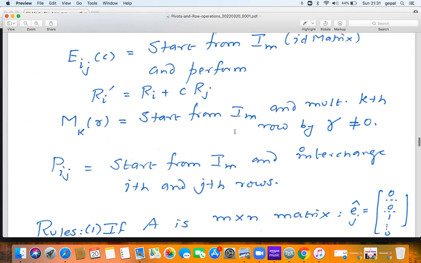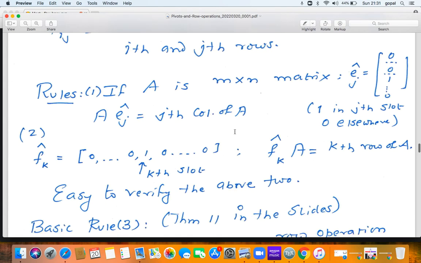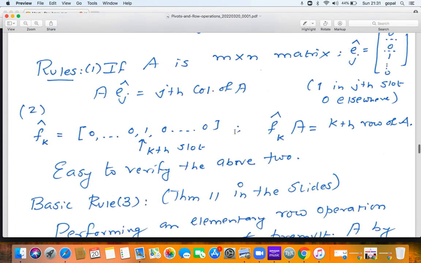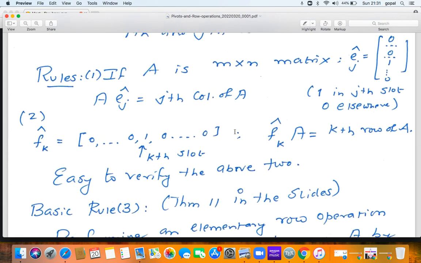Now there are some basic rules of matrix multiplication. You know the definition of matrix multiplication; in the very first lecture, we saw it. Now let us look at the following problem. Given a matrix A, how do I simply pick out the jth column of A?